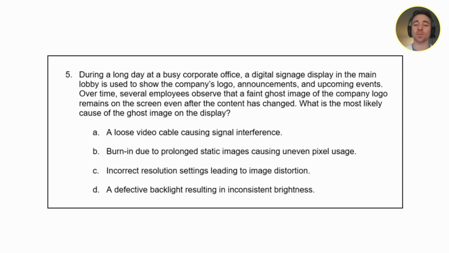The next question is from exam objective 5 and it reads, during a long day at a busy corporate office, a digital signage display in the main lobby is used to show the company's logo, announcements, and upcoming events. Over time, several employees observed that a faint ghost image of the company logo remains on the screen even after the content has changed. What is the most likely cause of the ghost image on the display? A, a loose video cable causing signal interference. B, burn-in due to prolonged static images causing uneven pixel usage.